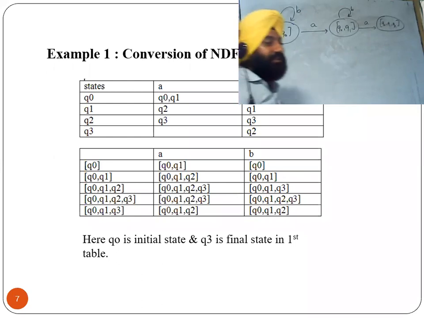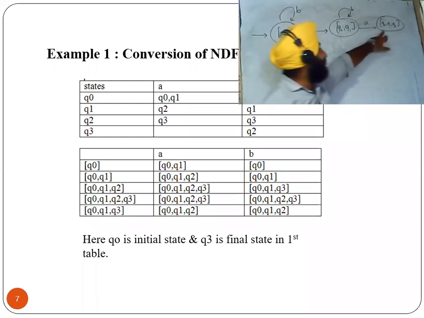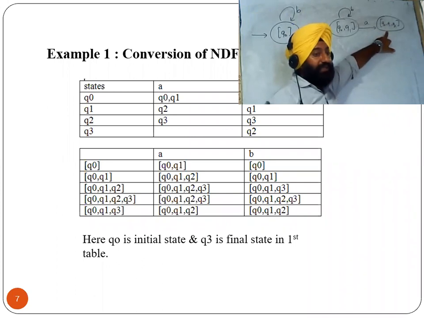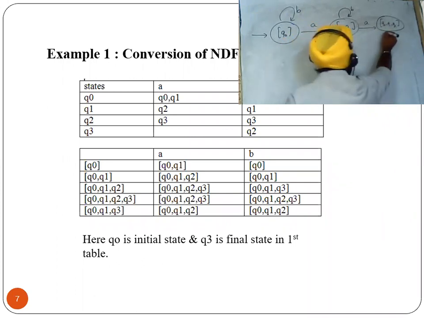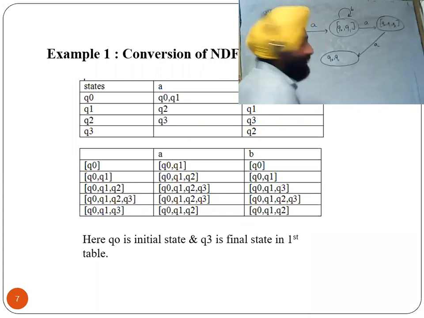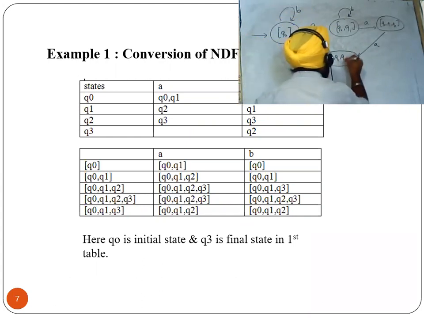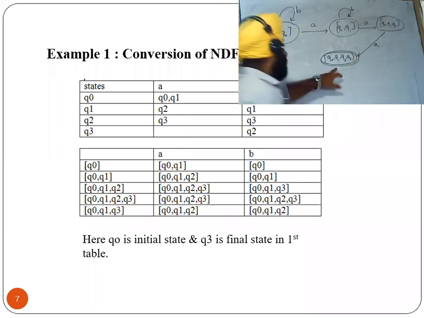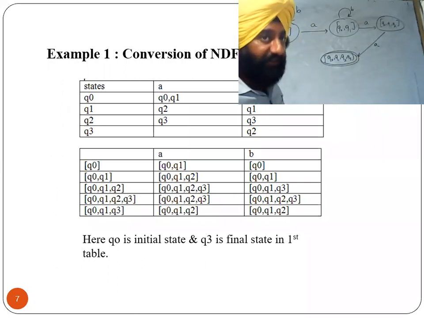Moving towards the third row, Q0, Q1, Q2. It will take you to a new state. Upon the processing of A, you will get Q0, Q1, Q2, Q3. Again, this is your final state, so make one more circle to this state.